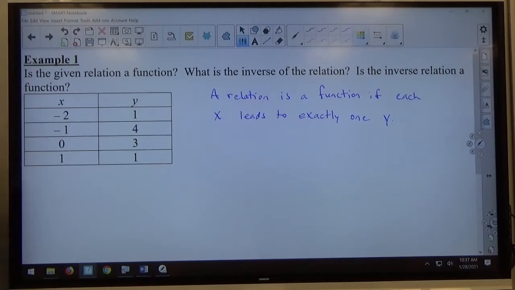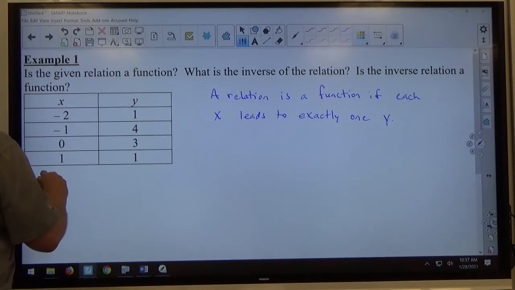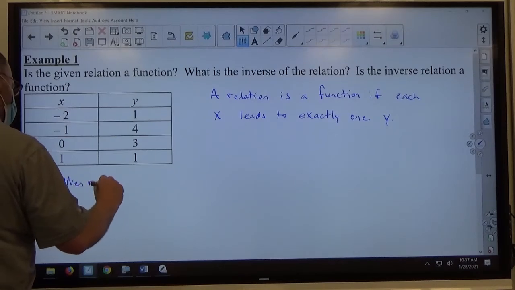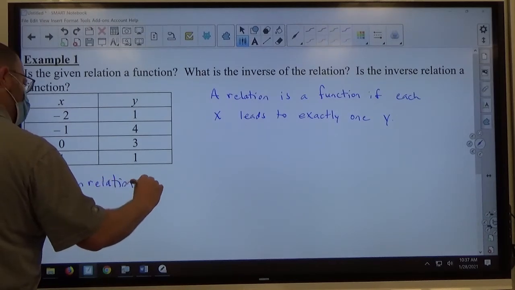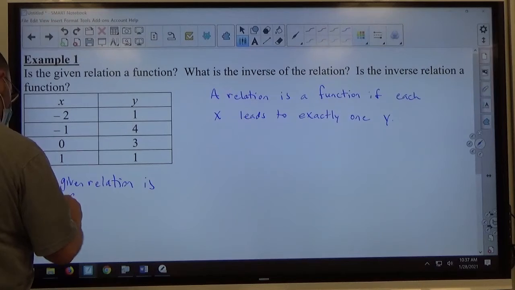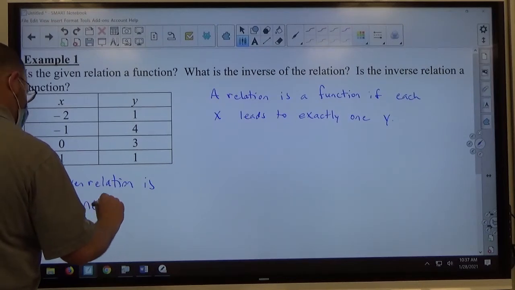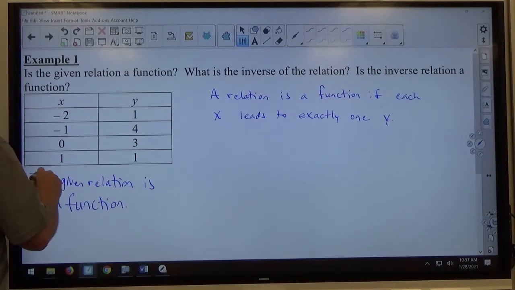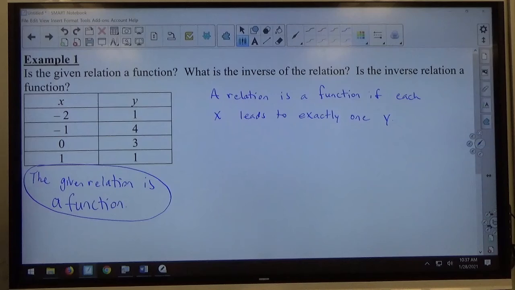All right? So as far as this question is concerned, is the given relation a function? The given relation is a function. That's a sentence, I should start off with a capital letter. So that's the first question they asked me. It's answered. Right? Yes, it's a function.